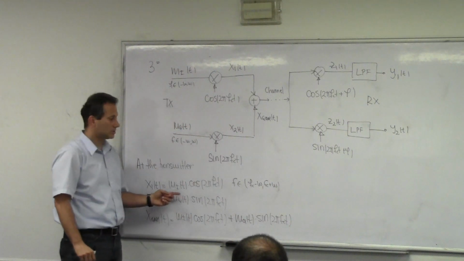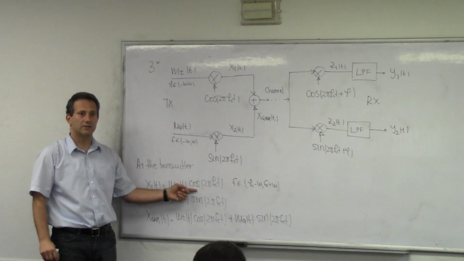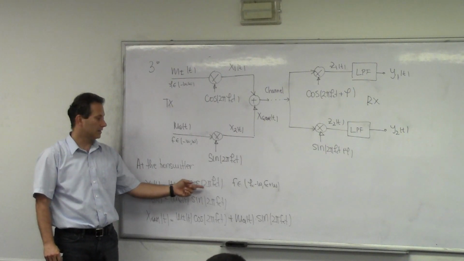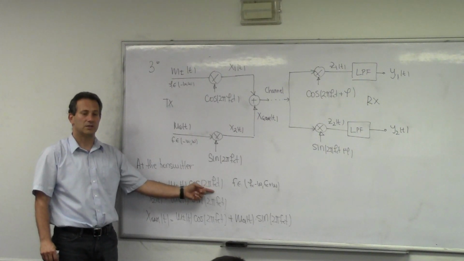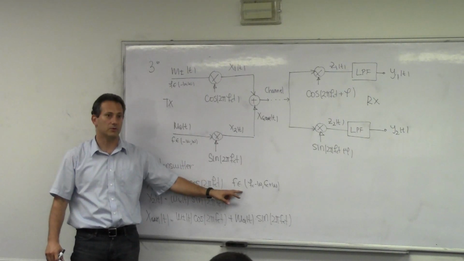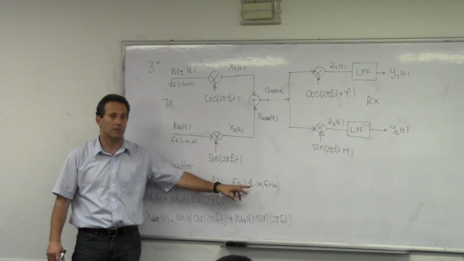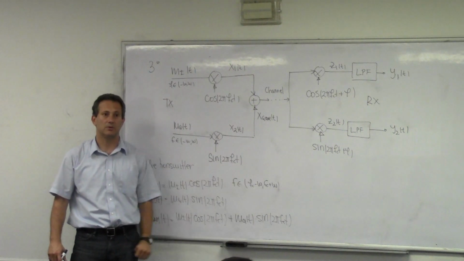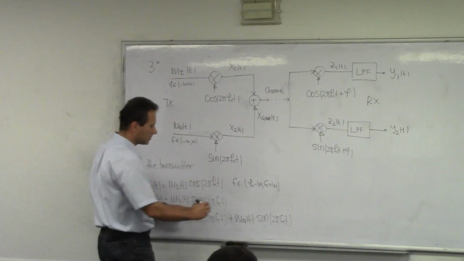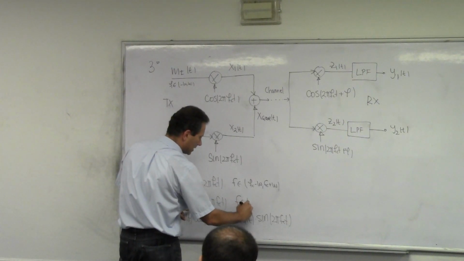So here, f is between Fc minus w and Fc plus w. Why? Because what this does is translate the baseband to the carrier frequency. Carrier frequency is Fc, the signal is w in the baseband, so your double sideband AM modulation gives you a bandwidth of 2w from Fc minus w to Fc plus w. Now, how about this one? Same thing.